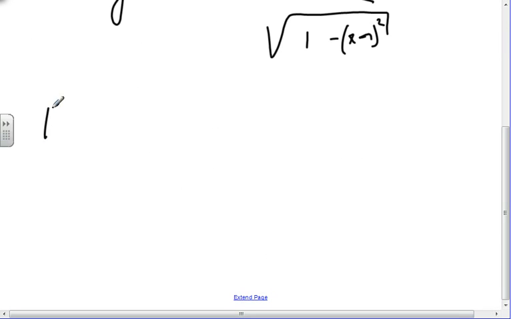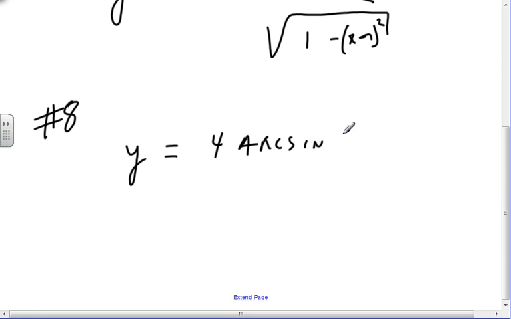Now the harder math gets, the easier it is. That's just one of those axioms. Okay, y is equal to 4 arcsine of x to the minus 1.